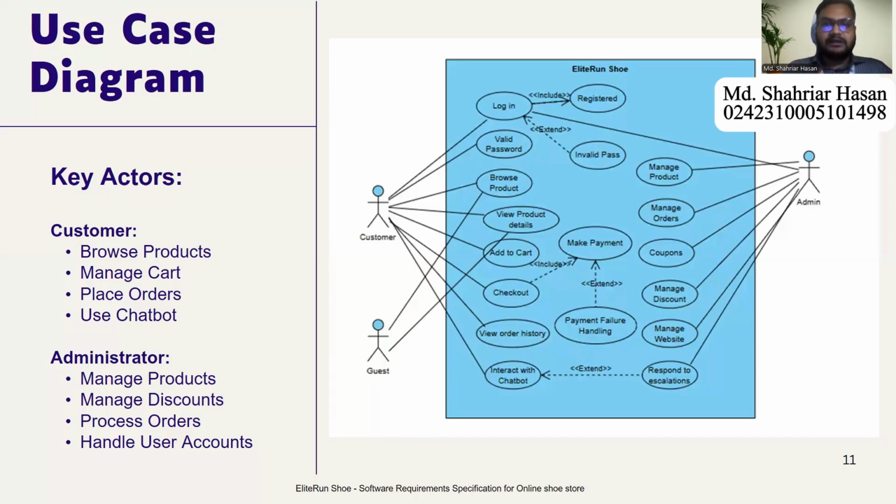Next, we have the customer. Once a user logs in, they become a customer and they get full access. A customer can browse products, add items to the cart, remove items, and finally place an order. They can also use the chatbot to get help if they need information or support. So the customer represents the main user flow for shopping.